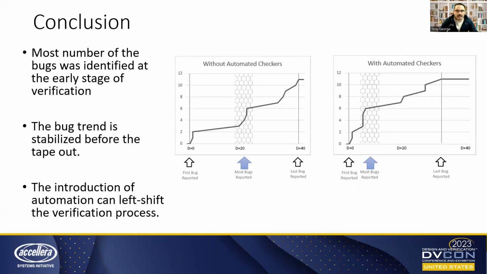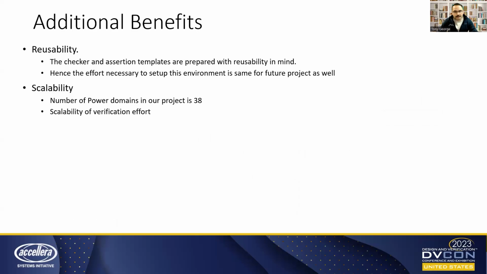Another observation is the checker failure guided the engineers quickly to the right signals to look for. As a result, the most number of bugs was identified at the early stage of the verification. You can observe the rate at which the bugs were found in the figure here. So the bug trend is stabilized before the tape out. The conclusion is that the introduction of automation can left shift the verification process.